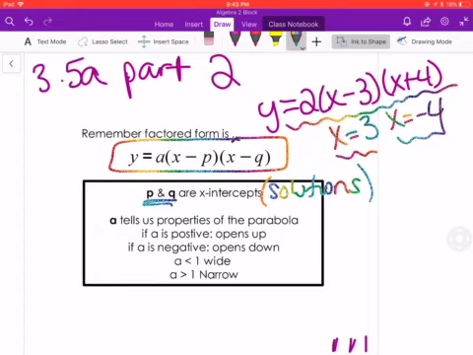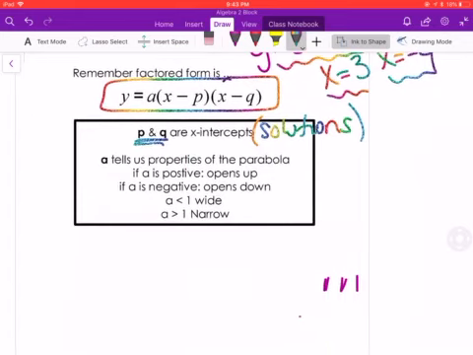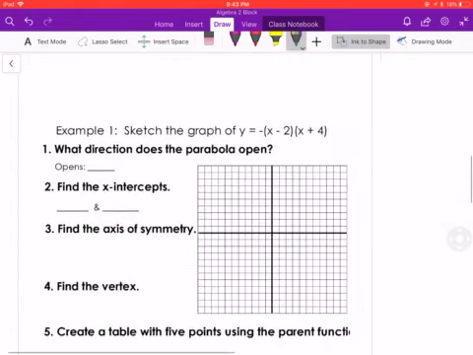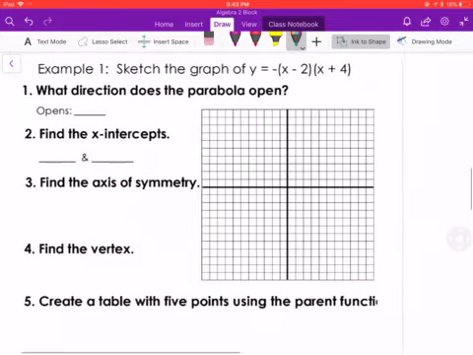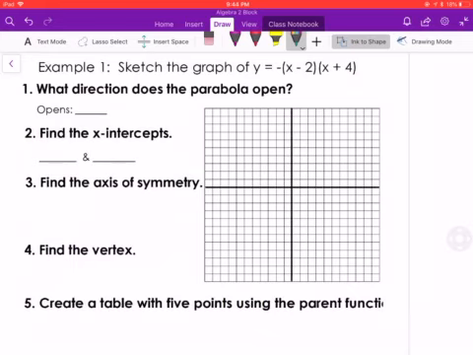So let's graph a couple parabolas in factored form. The first thing you need to do if you're going to graph a parabola in factored form is decide which way the parabola opens. So this one has a negative out front here, so this will open down. That negative is our a value, and it represents a -1 out front.